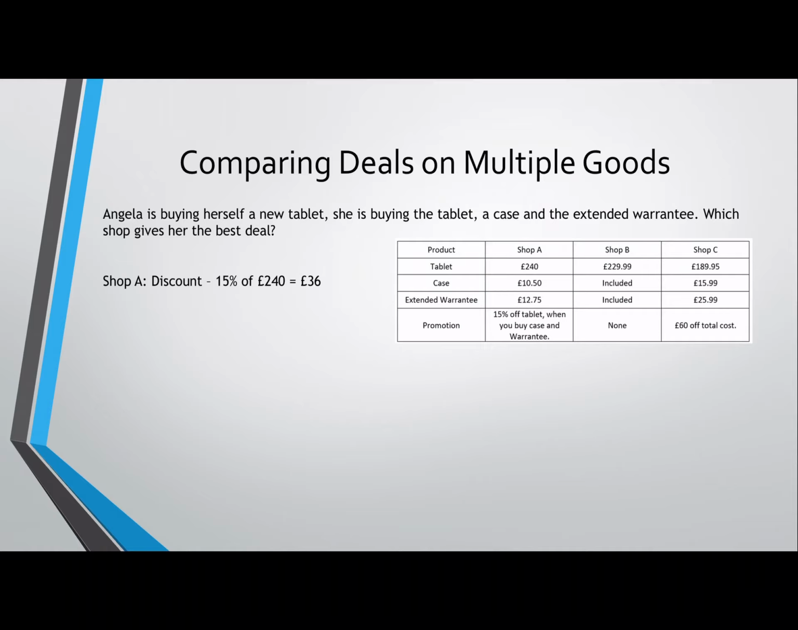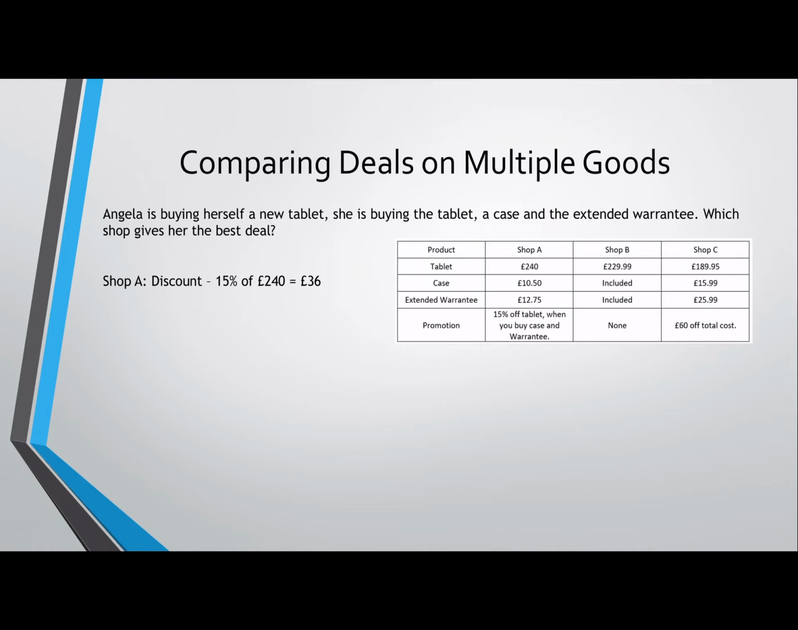For shop A, the first thing we need to do is work out our discount. It says we get 15% off the tablet, so we need to find 15% of £240. We should all remember how to find 15% of something. There's lots of different ways. Remember, with a percentage, you can put it in as a decimal, as a fraction, or there's the percentage button on your calculators if you've got the Casio ones. And the "of" means multiply. So in this case, what I'd put into my calculator is 0.15 times 240, which gives me £36.